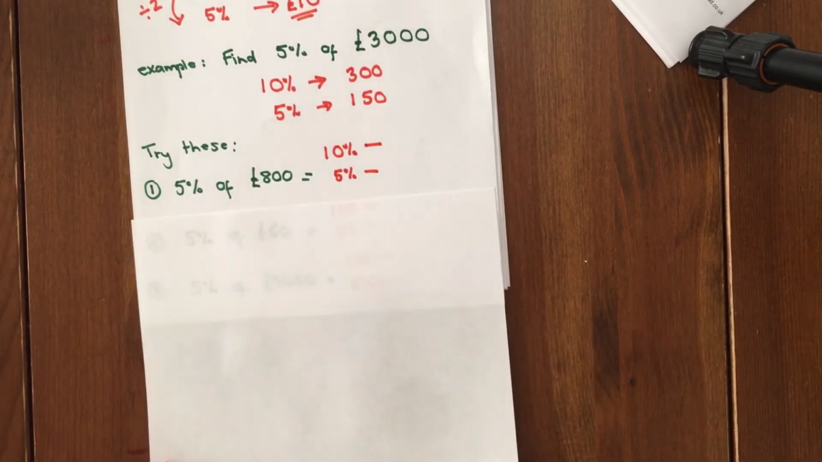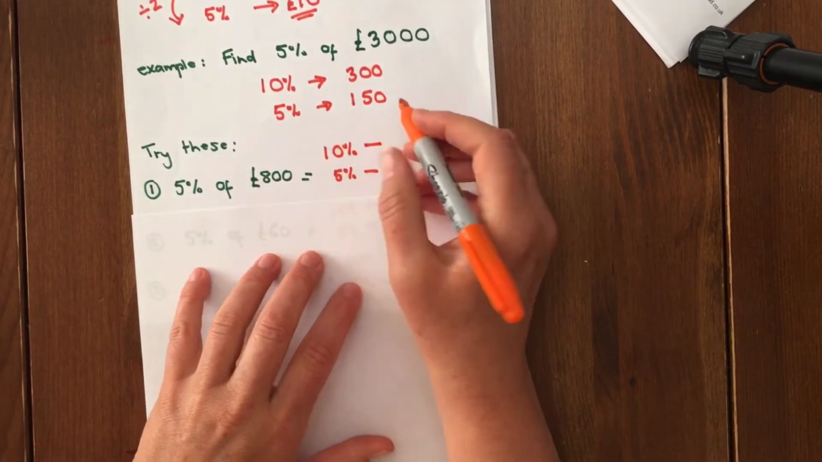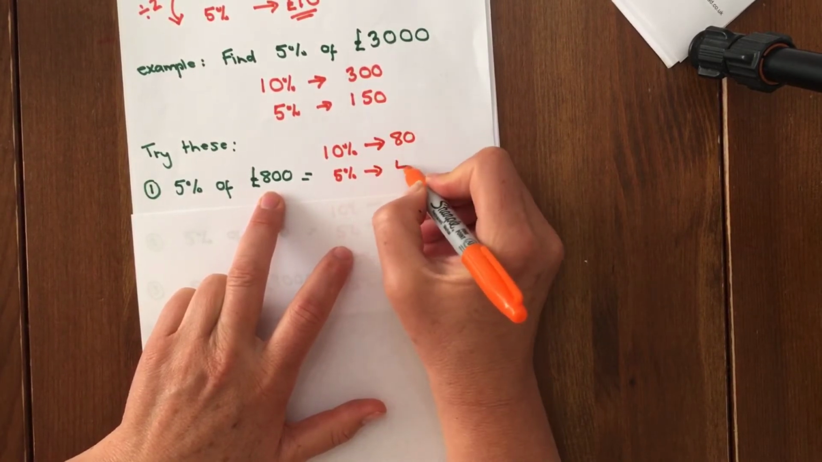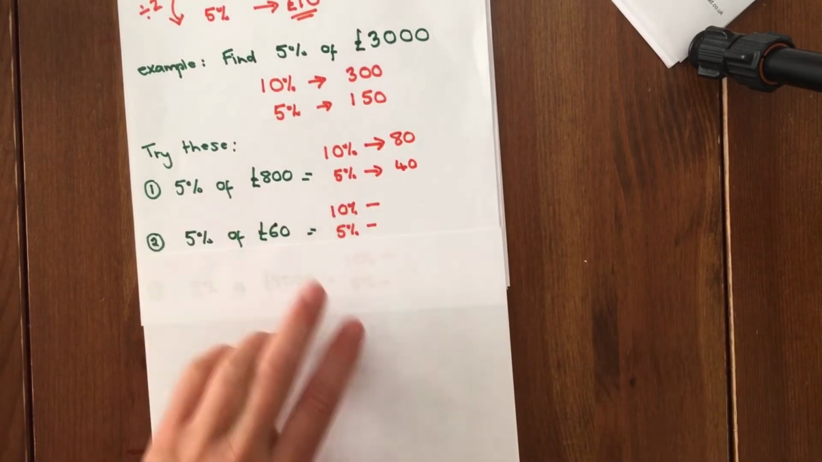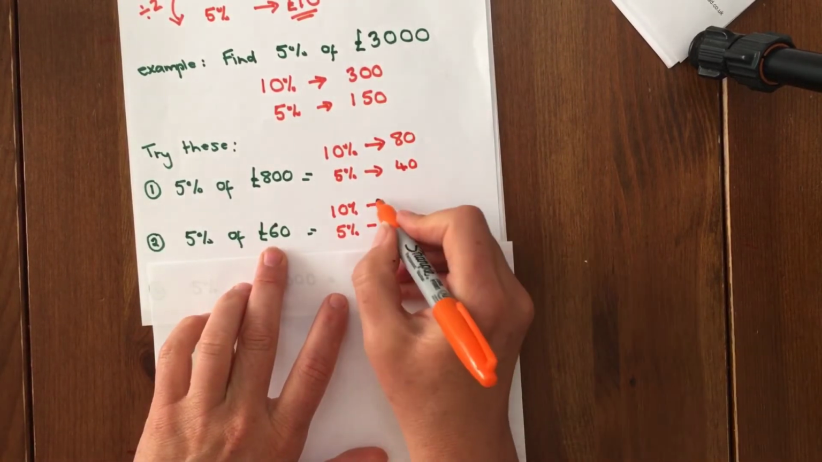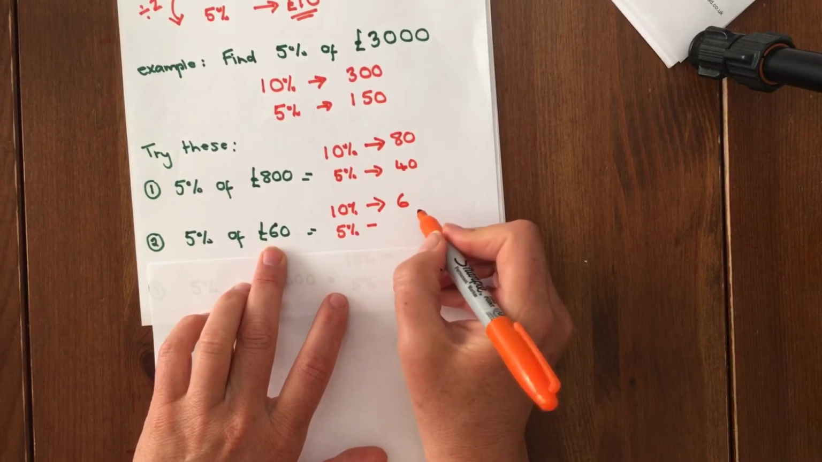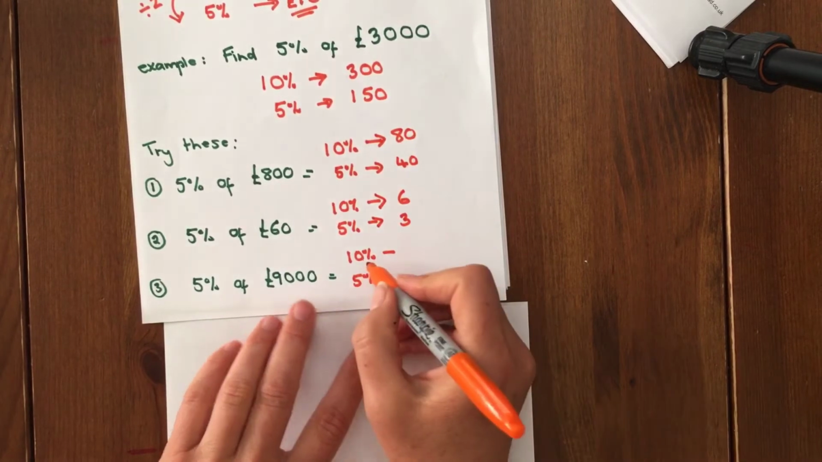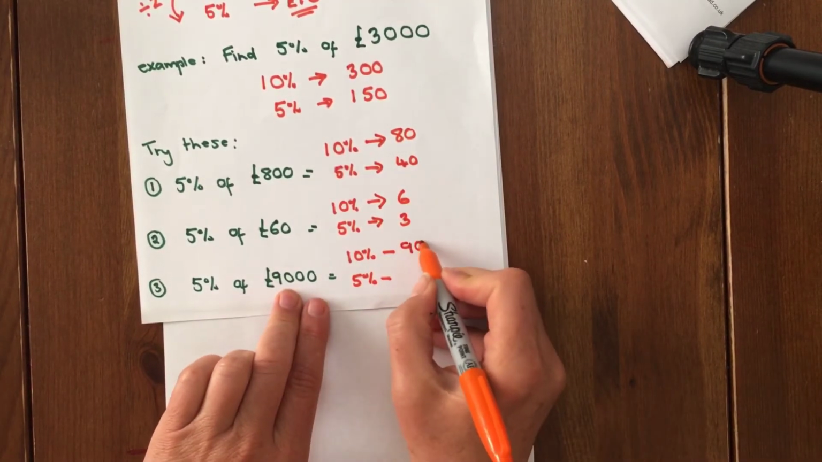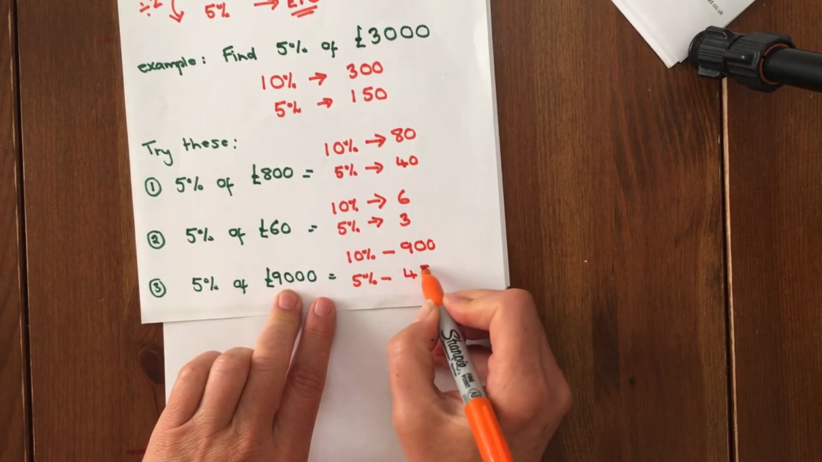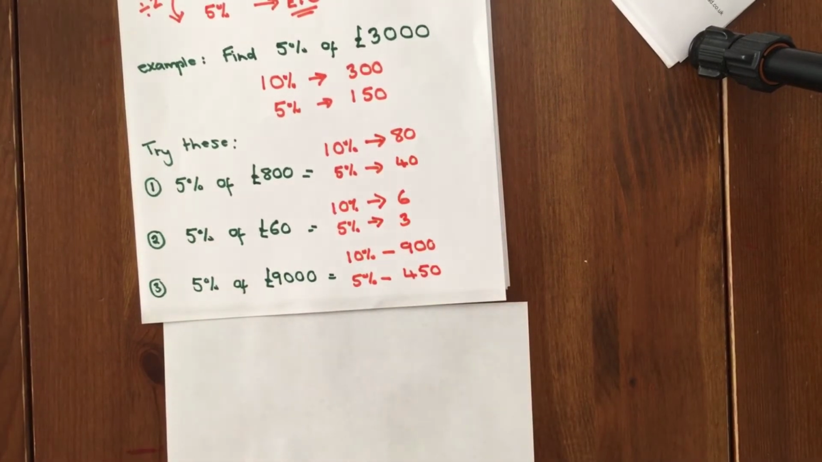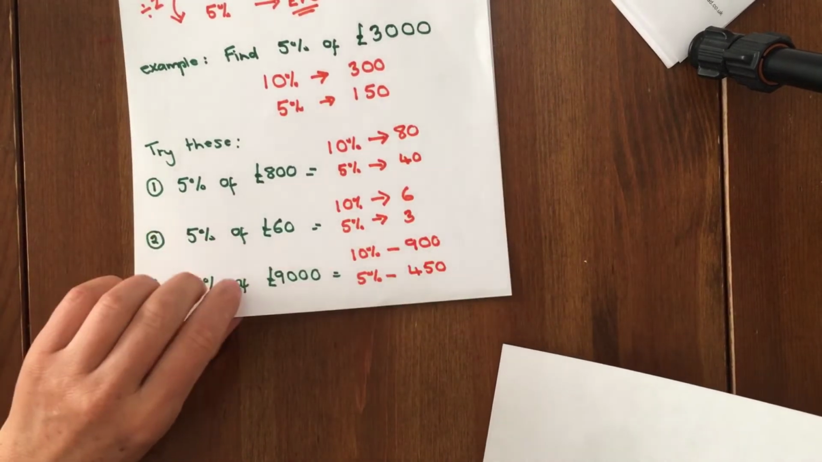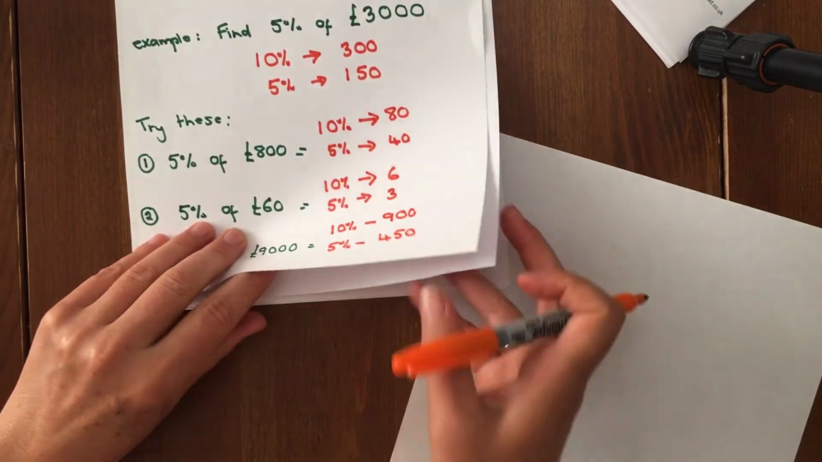Okay, so the first one. 10% of 800 is 80. So 5% will be half. 10% of 60 will be 6. So 5% will be half. Last one, 10%, divided by 10, is 900. Half it to get 5%. Okay, so I hope you understand that. At any point you don't, just email me please for me to guide you.